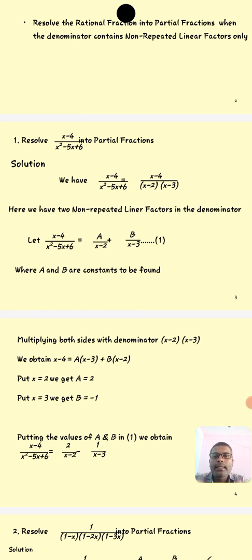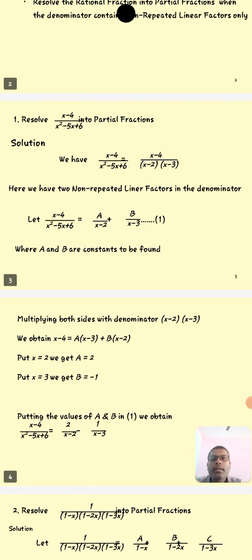Okay, now let (x minus 4) divided by (x square minus 5x plus 6) be equal to, we have to write in the partial fraction format. Whenever the two factors are non-repeated, then we write A by (x minus 2) plus B by (x minus 3). This is equation number 1, where A and B are constants to be found.